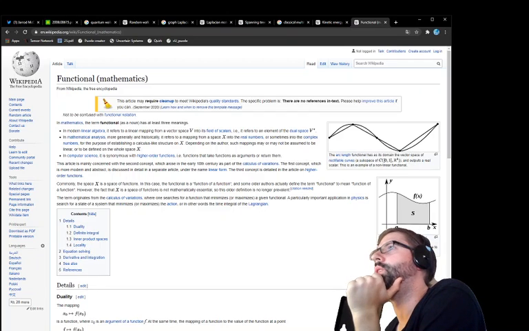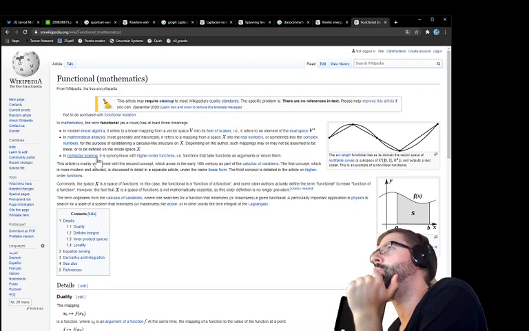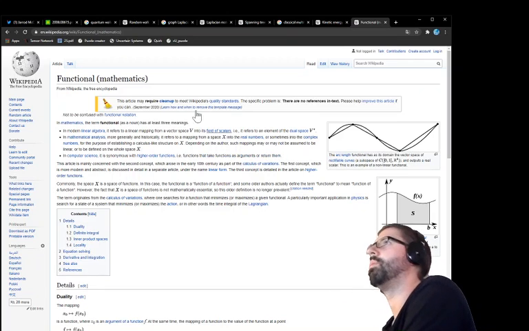The term functional has at least three meanings. It refers to a linear mapping from a vector space into its field of scalars. It refers to an element of the dual space. Okay. From space X to real numbers. In computer science, it's in terms of higher order functions, functions that take functions as arguments or return them. Okay.